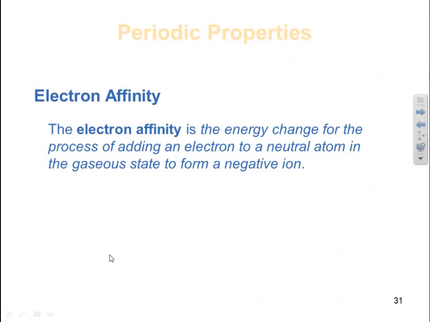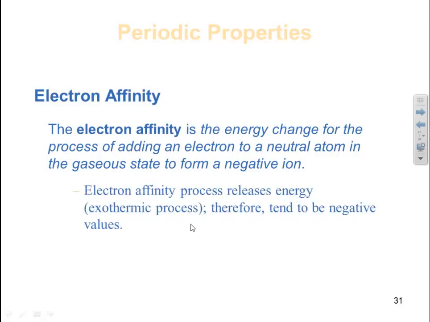Electron affinity. Electron affinity is the energy change for the process of adding an electron to a neutral atom in a gaseous state to form a negative ion. This is the opposite of ionization energy. Electron affinity process releases energy. It's an exothermic process instead of an endothermic process that was the case for ionization. Therefore, it tends to be a negative value.